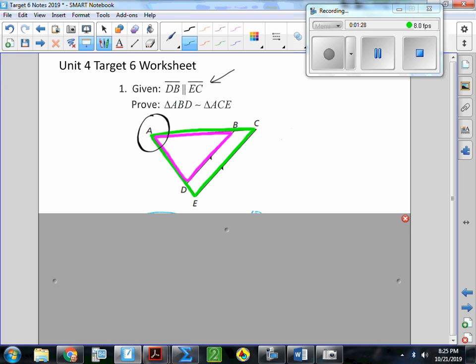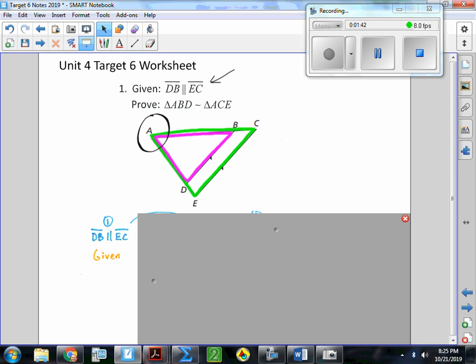Parallel lines always give you congruent angles. You have to know that. Parallel lines is going to give you corresponding angles congruent. It's going to give you alternate interior angles congruent. It's going to give you alternate exterior angles congruent. So I started my proof. This is taken from the answer key. Started my proof with parallel lines. DB is parallel to EC.